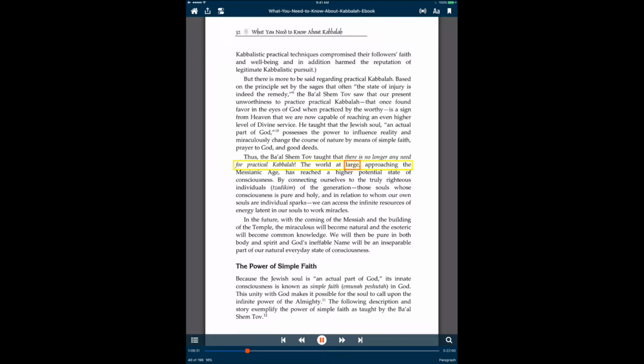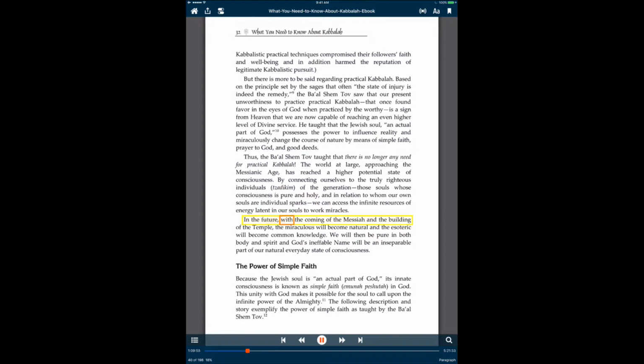The world at large, approaching the Messianic age, has reached a higher potential state of consciousness. By connecting ourselves to the truly righteous individuals, Tzaddikim, of the generation, those souls whose consciousness is pure and holy, and in relation to whom our own souls are individual sparks, we can access the infinite resources of energy latent in our souls to work miracles.